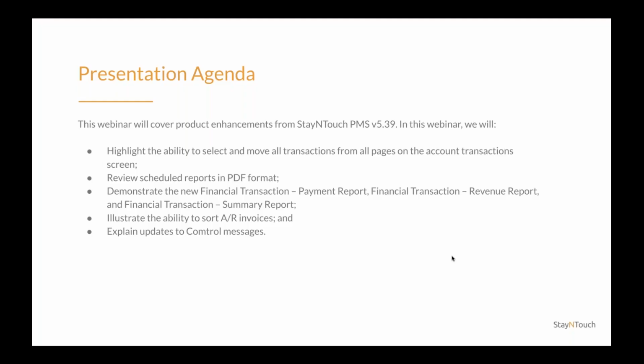Today's presentation will cover how you can get the most out of StayNTouch Cloud PMS version 5.39 product release. In this webinar, we will highlight the ability to select and move all transactions from all pages on the account transaction screen, review scheduled reports in PDF format, demonstrate the new financial transaction payment report, financial transaction revenue report, and financial transaction summary report. We'll also illustrate the ability to sort AR invoices and explain updates to control messages. We will have a short Q&A session at the end of the presentation.